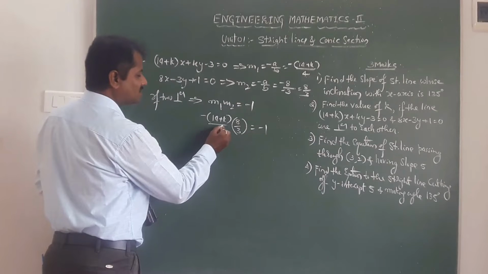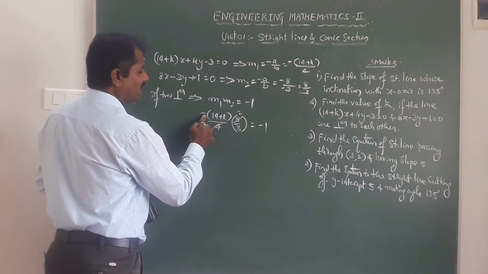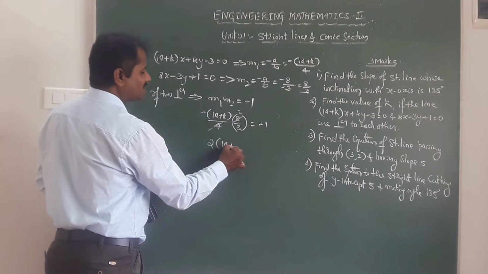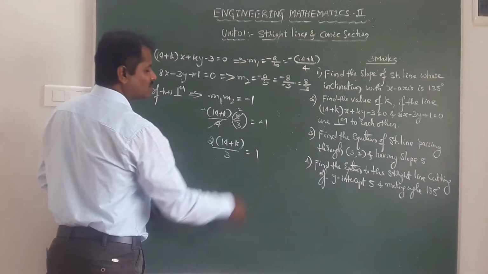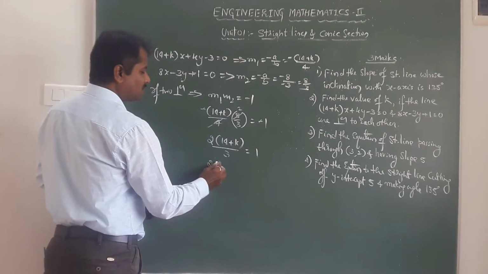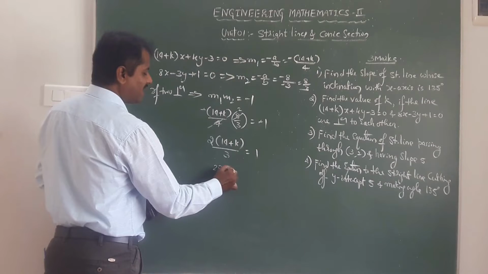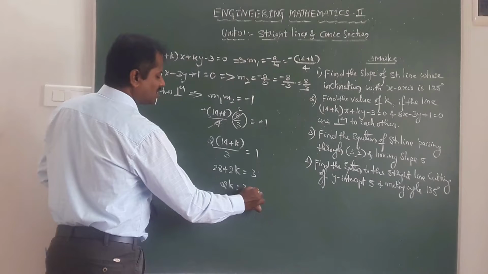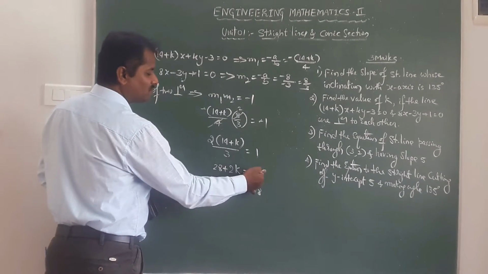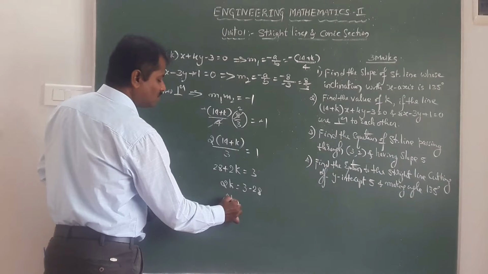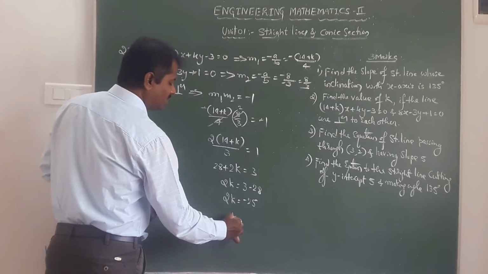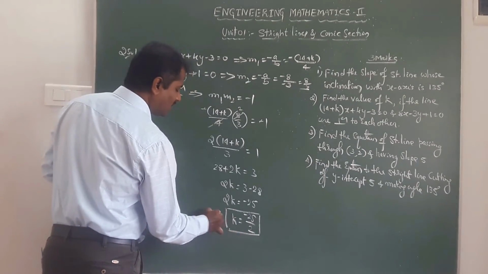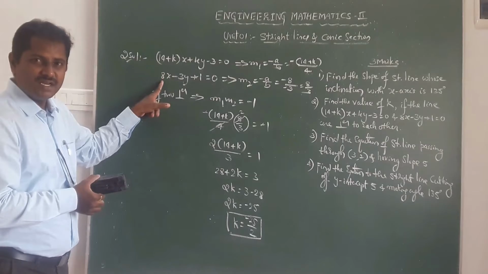Minus 1. Since 4 twos are 8, the minus signs cancel each other, so you will have 2 times (14 plus k) divided by 3 is equal to 1. If you cross multiply this, you will get 2 into 14 is 28 plus 2k is equal to 3. Then you will have 2k is equal to 3 minus 28. Shifting 28 to the right side, you will have 2k is equal to minus 25, and the k value is minus 25 by 2. So this is the value of k if the two lines are perpendicular.